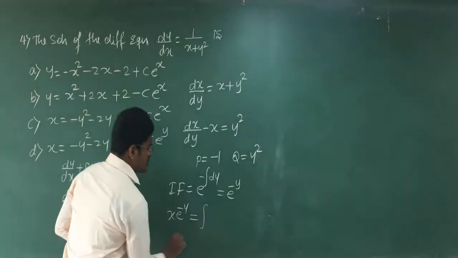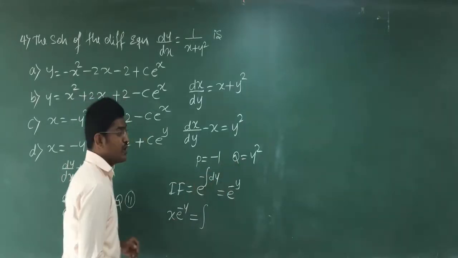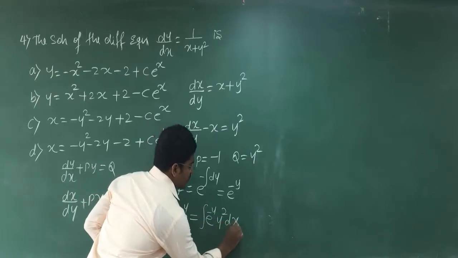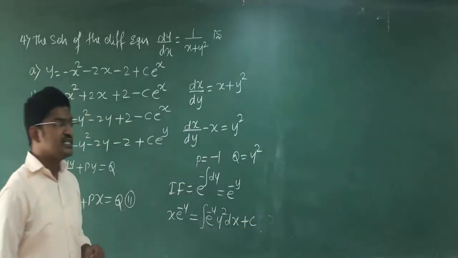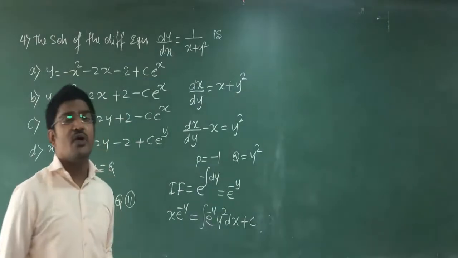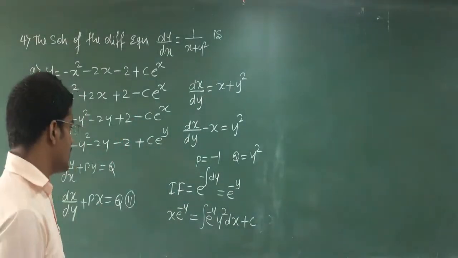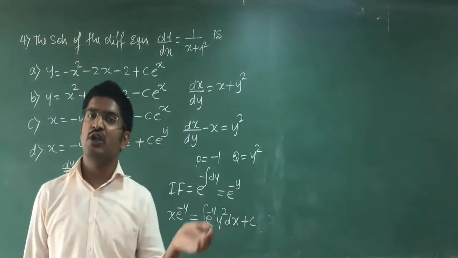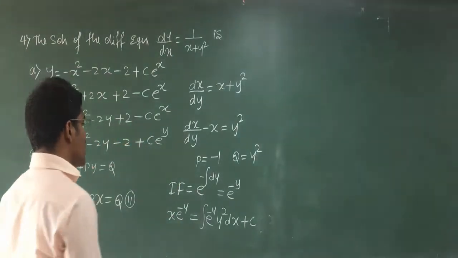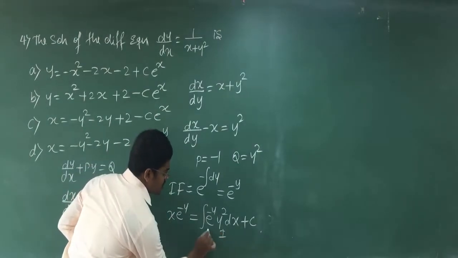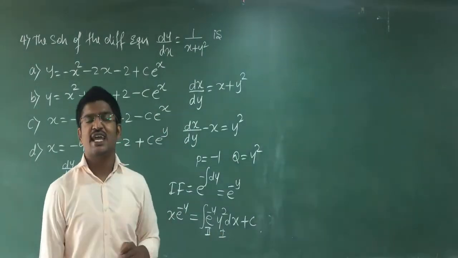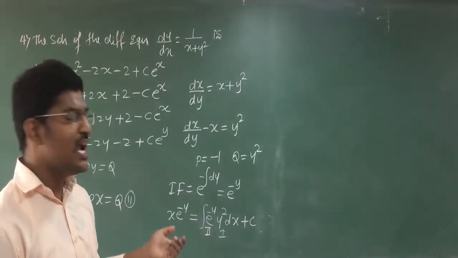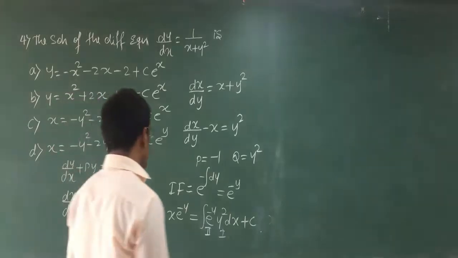See, the integration of the q term: e raised to minus y into y square with respect to dy, plus c. This equation you have to solve now. Clear? Again this is in the form of ILATE. In ILATE, the exponential form will be the last one. So that's why y square is first, e to the power of minus y is second. Clear? So you can use the ILATE form and simplify.